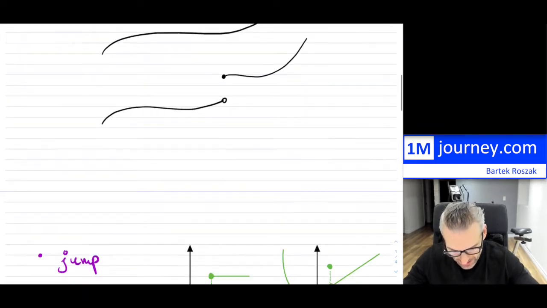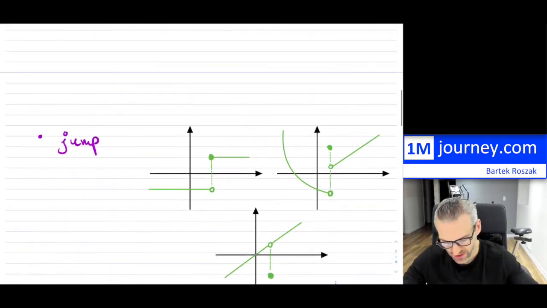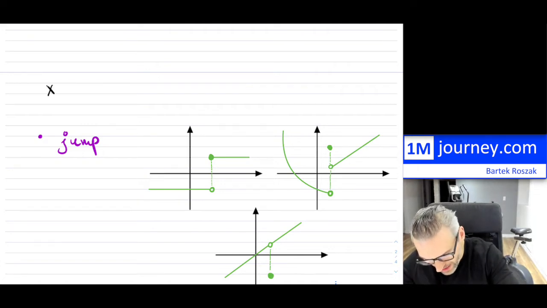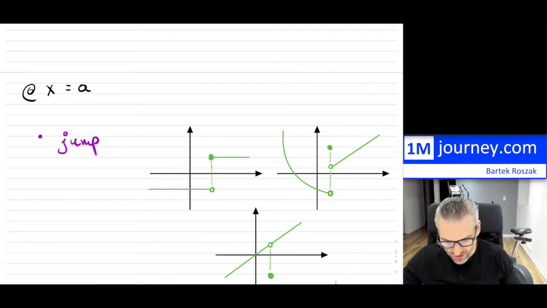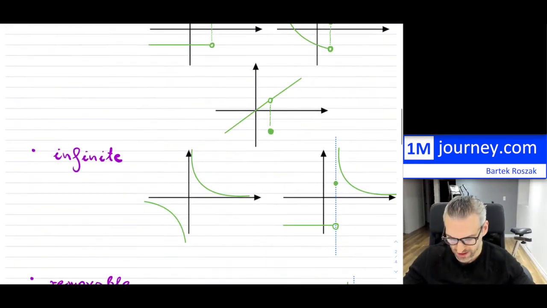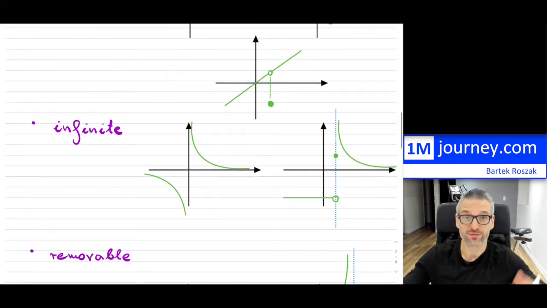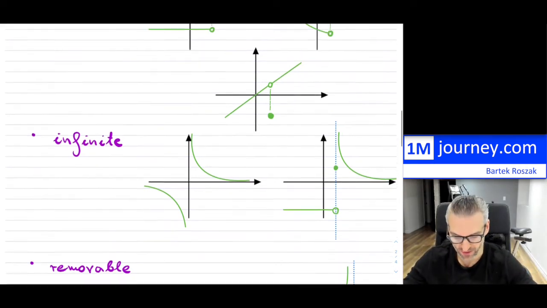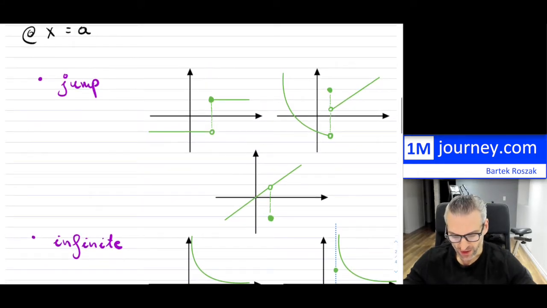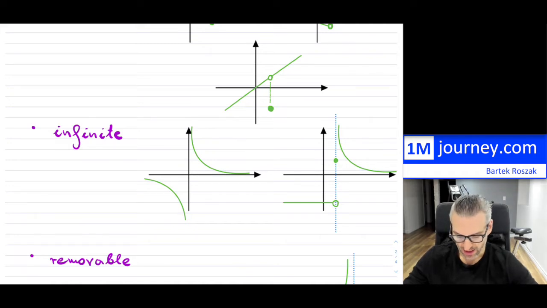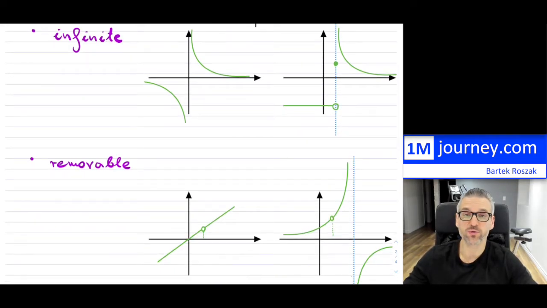Now, jumping into the types of discontinuities. Here, we have a discontinuity at x equal to a. There are three particular ones that you're going to run into, and I hope your teachers will explain this to you in some way, or you're learning it through this video. You can have a jump discontinuity, an infinite discontinuity, or a removable discontinuity. So let's talk about these a little bit.